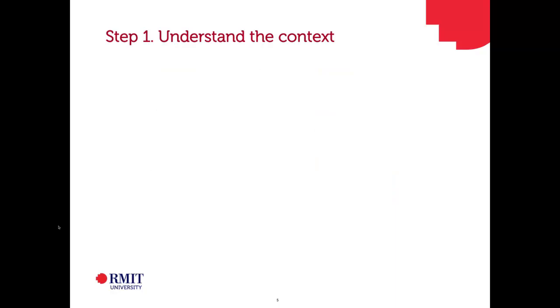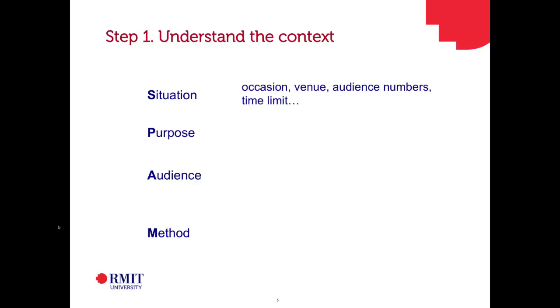When we speak of understanding the context, think SPAM: situation, purpose, audience, and method. The situation includes a number of things. The occasion: is it a conference, a seminar, a milestone review? The venue: is it a classroom, a lecture hall, or even a lobby or corridor where you deliver a poster presentation? And the likely numbers in the audience, from 1,000 to 1, and the time limit, 3 minutes to 20 minutes.